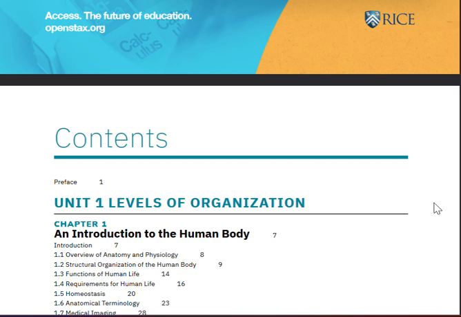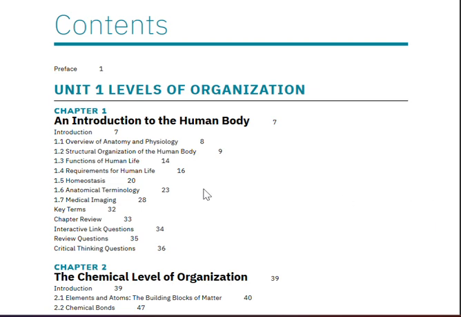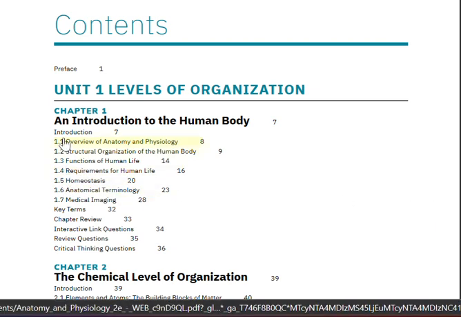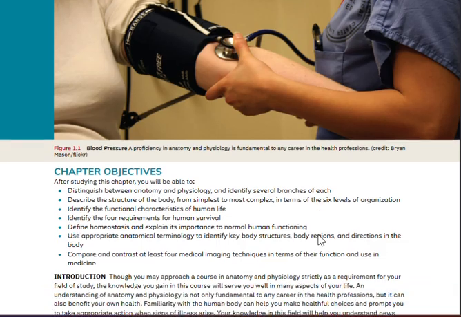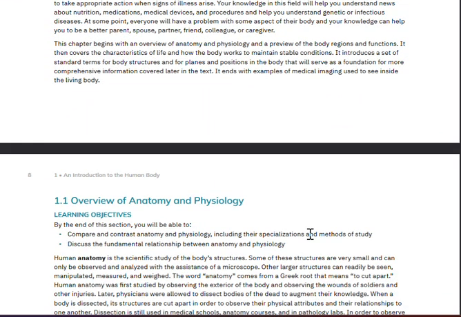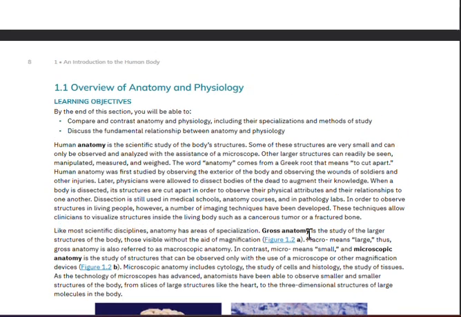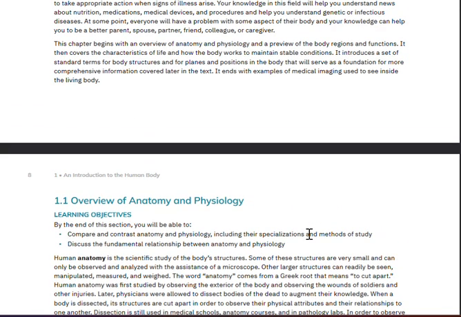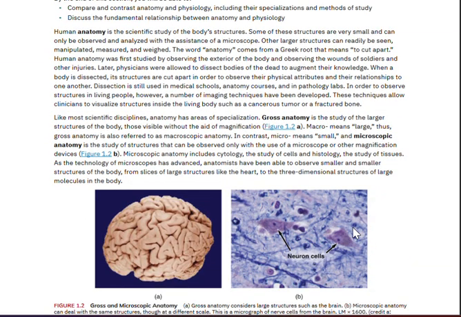This is the OpenStax textbook. It's free. So pretty much all this talks about is why you need to know A and P. Obviously you're taking it because you need it for a class.